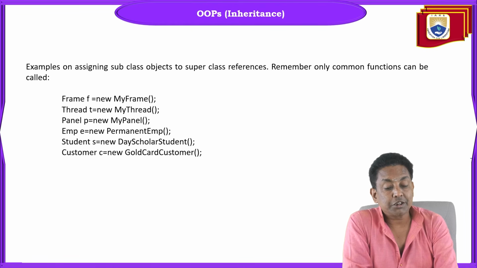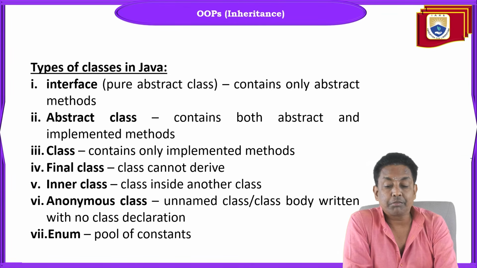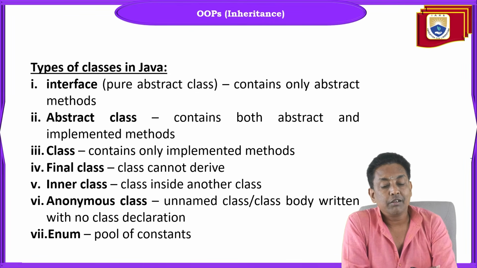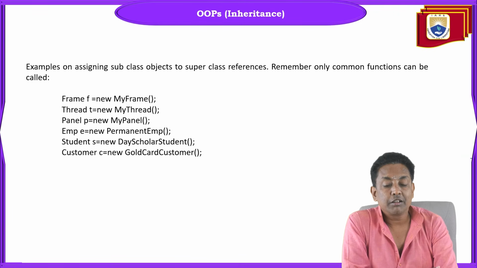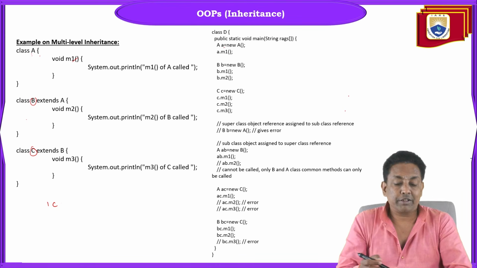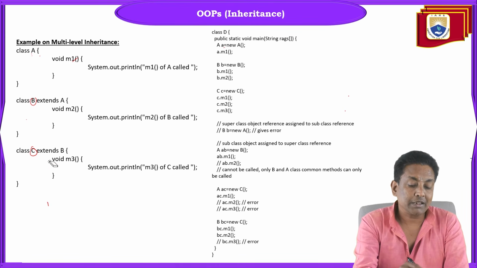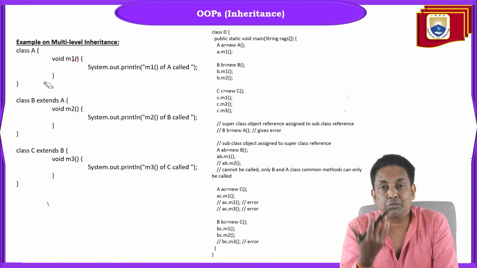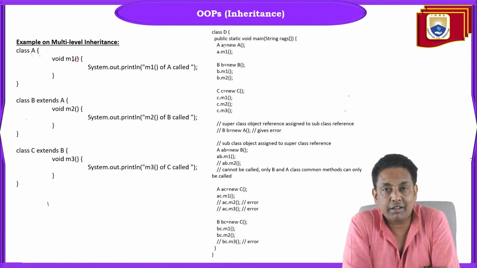And in the next session, we'll see some types of classes. In Java, we have various classes like interface, abstract class, final class, inner class, and anonymous class. We'll discuss them. After completion of classes, we'll discuss polymorphism and message passing last.